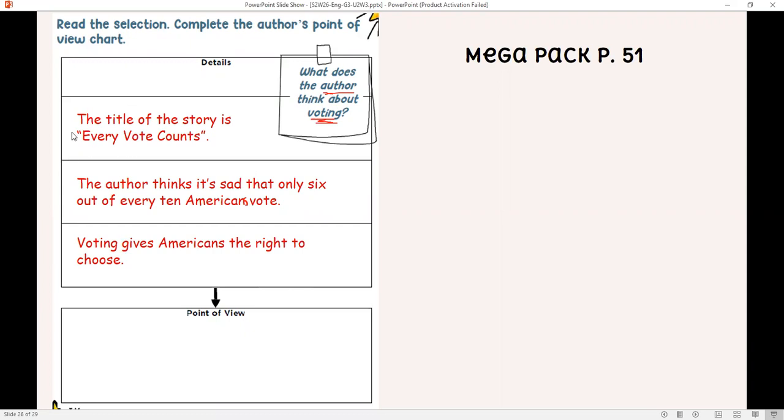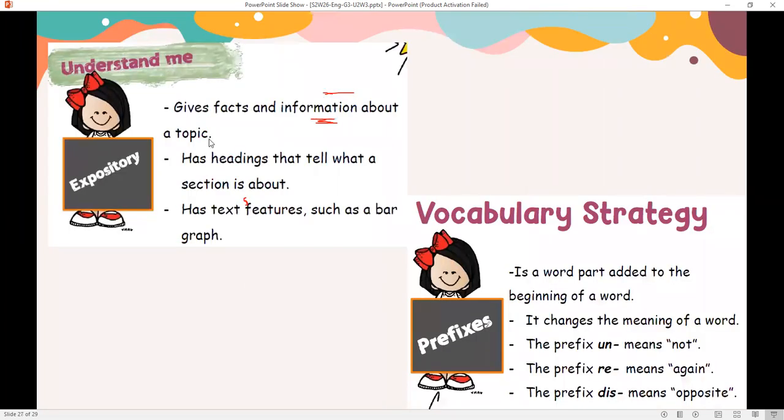So, based on all these details, what can we say about the point of view of the author, that voting is important and everyone should vote? This is the author's point of view. It's clear, right? That he thinks that voting is important and everyone should vote.